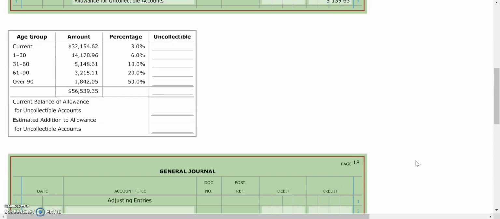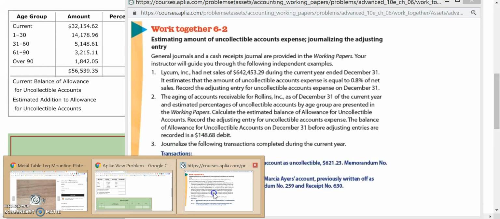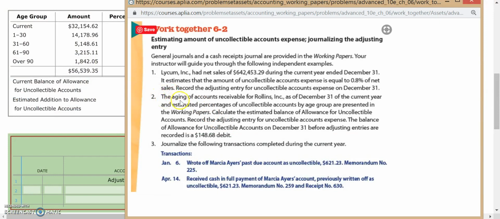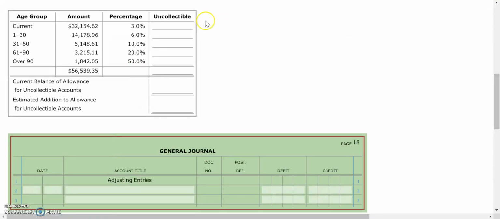Coming down here to our aging of accounts receivable, we'll look at our instructions one more time. It says in step 2, we're going to do the aging of accounts receivable for a company called Rollins Inc. as of December 31st of the current year. The estimated percentages for these uncollectible accounts by age group are given to us, which is this little diagram right here. We're going to calculate the estimated balance for the allowance for uncollectible accounts, and then we're going to record the adjusting entry. It also gives us the balance of the uncollectible accounts on December 31st before we've done adjusting entries. So let's go back to our work together here and start looking at our aging of accounts receivable.